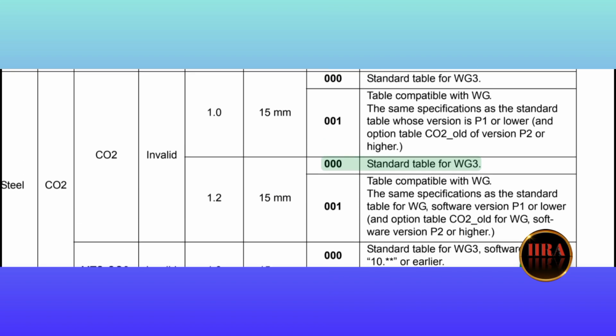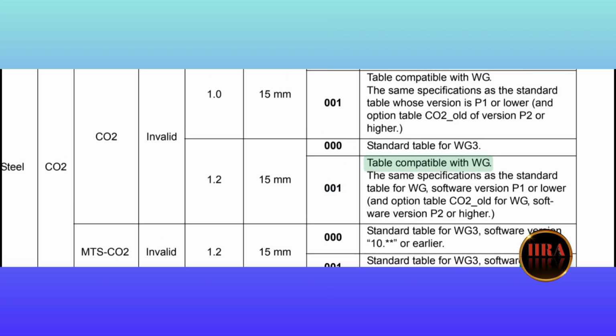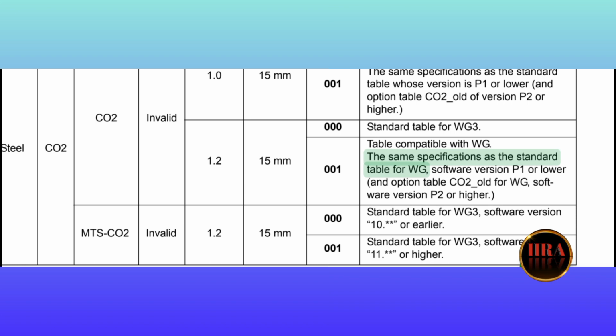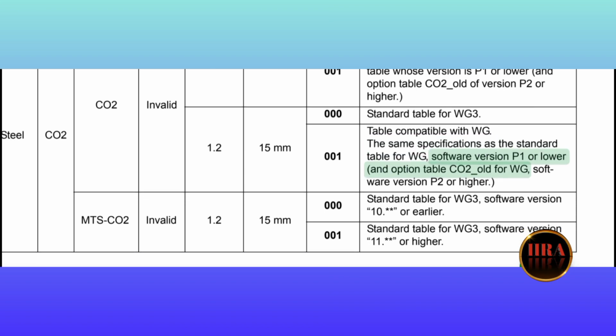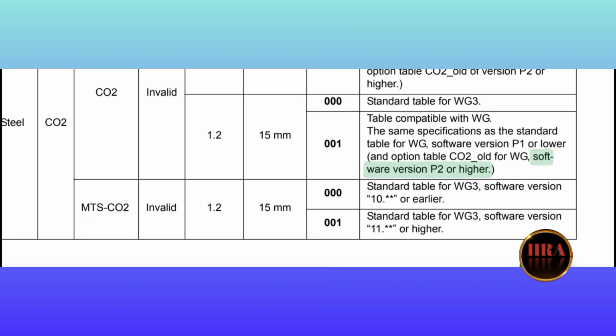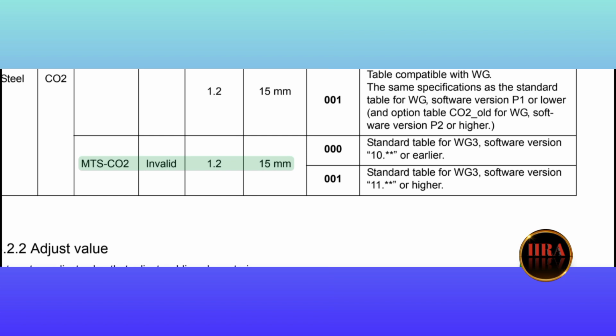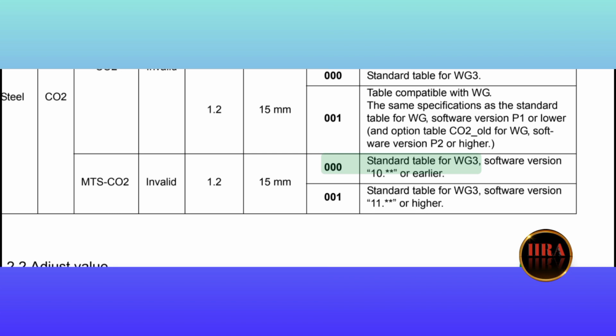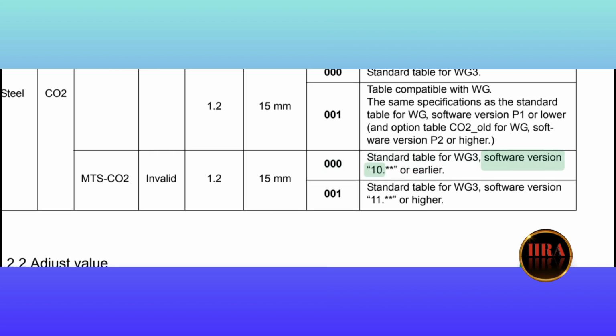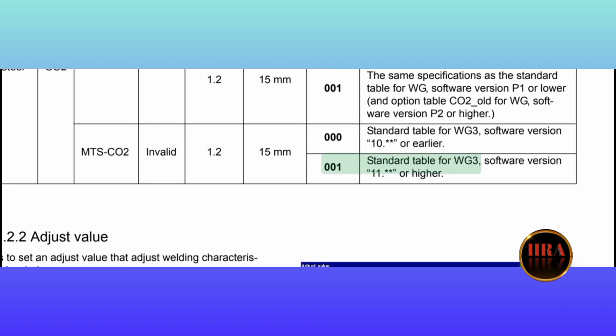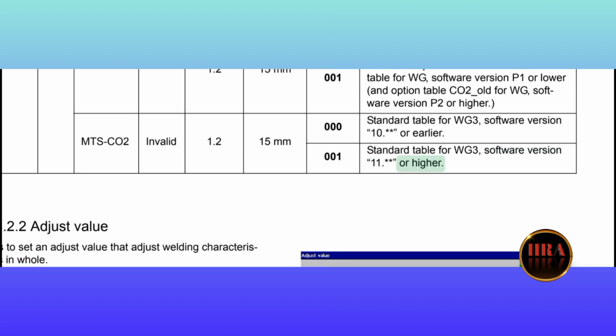1.2, 1.2 mm. 000: standard table for WG3. 001: table compatible with WG. The same specifications as the standard table for WG, software version P1 or lower, and option table CO2_old for WG, software version P2 or higher. MTS, CO2, invalid, 1.2 mm. 000: standard table for WG3, software version 10 or earlier. 001: standard table for WG3, software version 11 or higher.